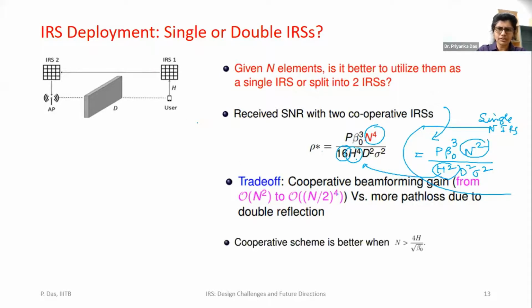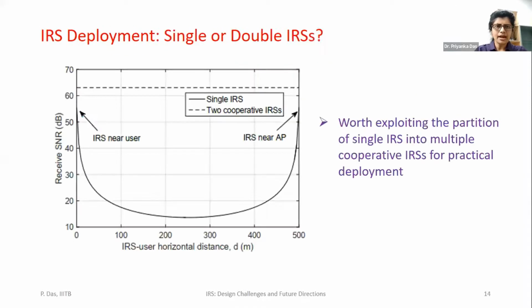People got the answer that the cooperative scheme is better when, comparing these, under what situations this will win: when N is greater than 4h by square root of beta naught. So it depends on the parameter h, which is the height of the IRS from the user, and the path loss at the reference distance. So if your number of IRS elements is higher compared to this ratio, then it will be better to split into two and use two small IRSs rather than a big IRS.